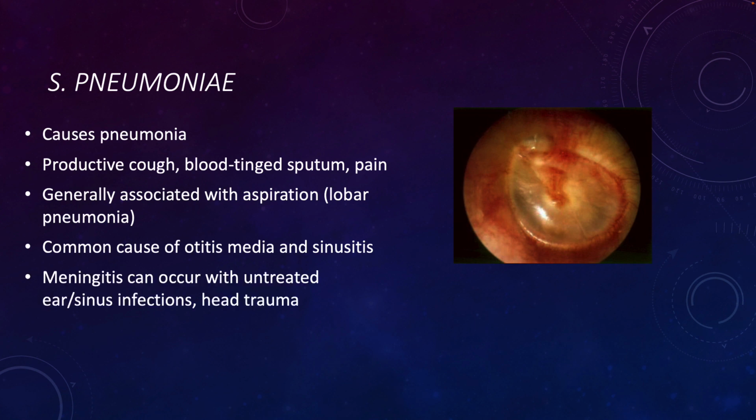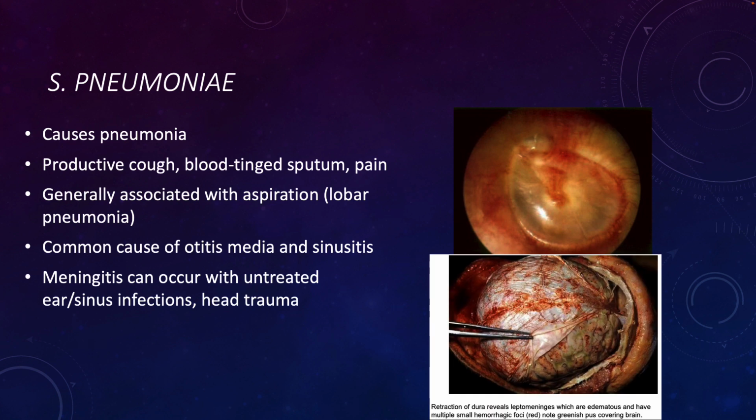For patients who have untreated ear infections or untreated sinus infections or head trauma, this bacteria can cause meningitis. And so that's what they're showing here. There's a greenish layer of pus covering the brain. There's kind of these red lesions, hemorrhagic foci. So obviously this is a patient at autopsy who died of Streptococcus pneumoniae meningitis. And then of course bacteremia can follow pneumonia or meningitis. If these are left untreated, the bacteria can get into the bloodstream and there they'll really wreak havoc.